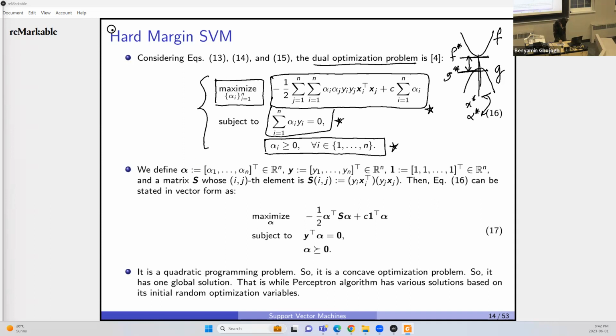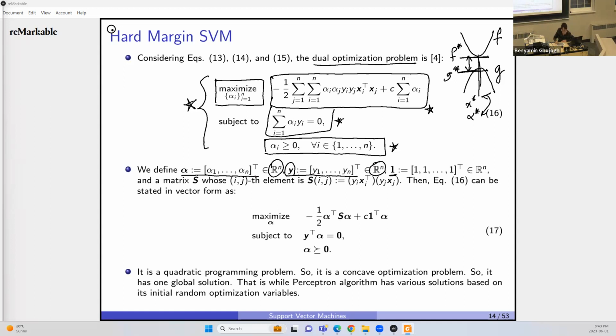Now we define alpha. So we put alpha one to alpha n as a vector next to each other. But why? Because I want to write this in matrix form or vector form, to make it more simplified for you to understand. So alpha one to alpha n, the n-dimensional column vector, let's call it bold alpha. Put y1 to yn, call it bold y, n-dimensional, all of the labels together.